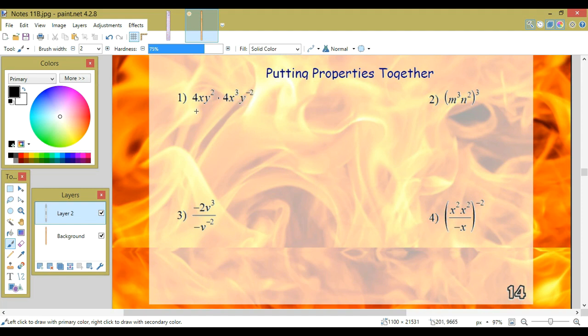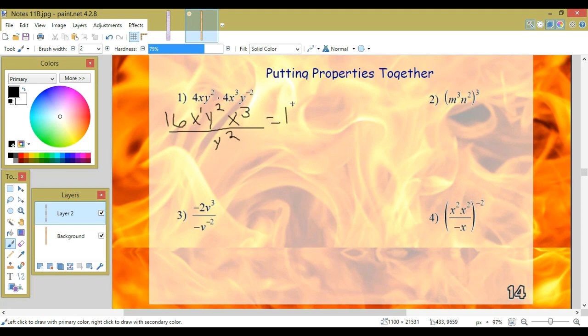So first, let's multiply our numbers together. 4 times 4 is 16. And let's put all the positive exponents at the top and leave them there. And we'll flip the negative exponent to the bottom. From here, let's add the exponents of 1 and 3, x to the 1 and x to the third.